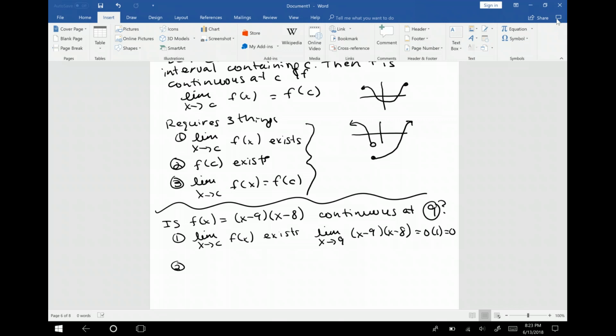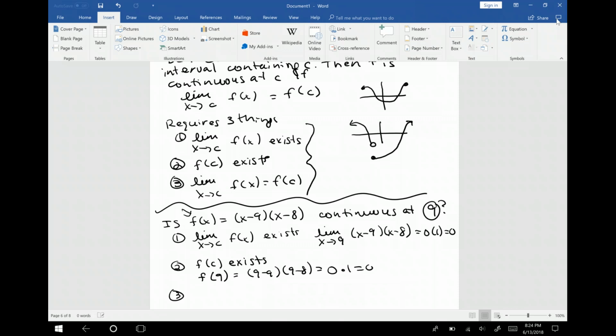So the second test says f of c exists. So we just want to make sure that the function is defined at that point. So f of c, c is 9. So we want to find f of 9. So f of 9 means you're going to take this function f and just plug 9 into the function. When you plug 9 into the function, you get 9 minus 9 times 9 minus 8, so 0 times 1. You get the same thing.